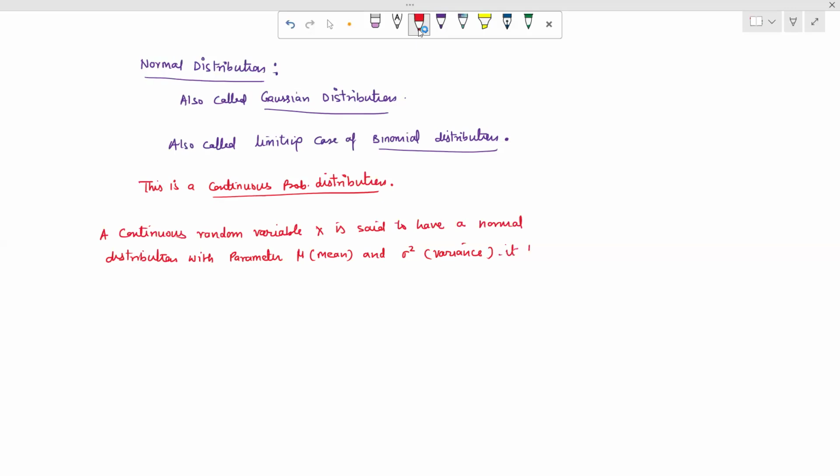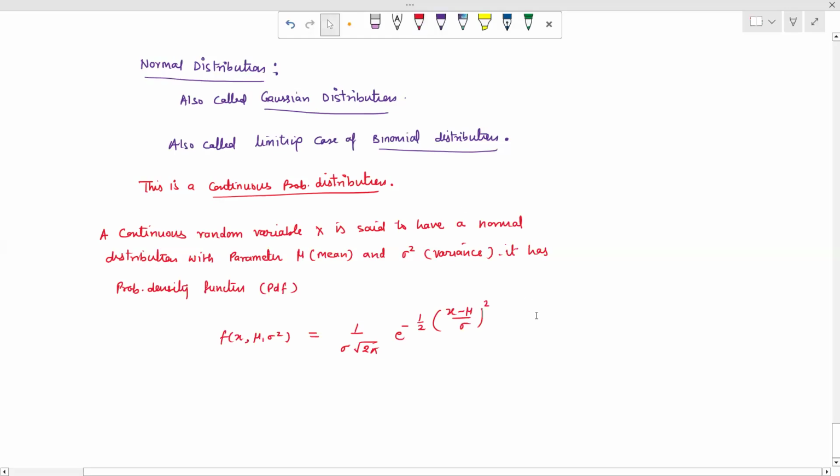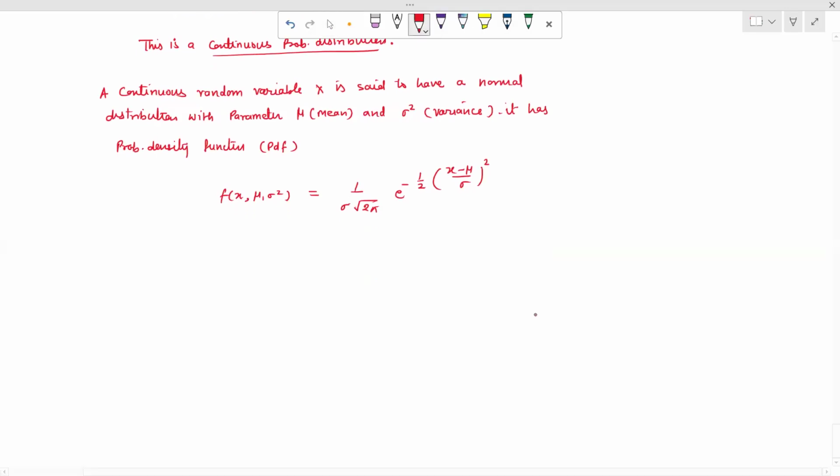So it has a probability density function, PDF, f(x) with the mean mu and sigma square. We write down 1 upon sigma root 2 pi e raised to the power minus 1 upon 2 (x minus mu upon sigma) to the whole square. So this is the probability density function of normal distribution.